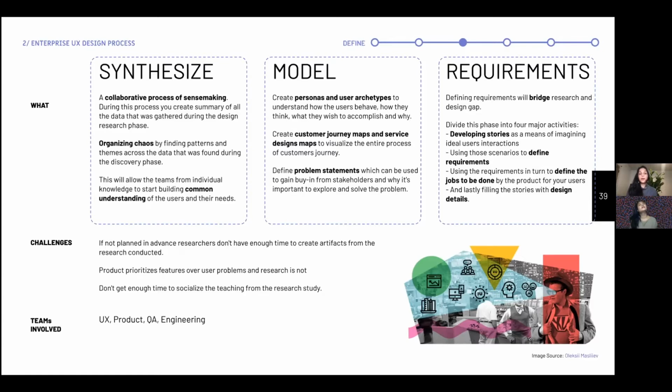Product prioritizes features. Oh, we want this features. You found out the problem. Let us put in the features now. But it's like, no, you don't need to think about feature roadmaps. You need to think about product roadmaps. Not getting enough time to socialize what you have learned, bringing, again, these are specialized functions. So just making sure that we can bring everyone to that common understanding of who we are solving for.